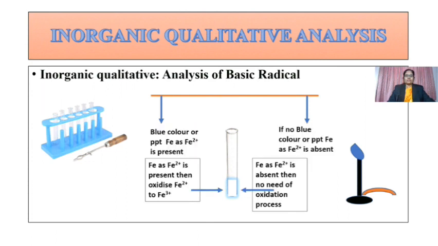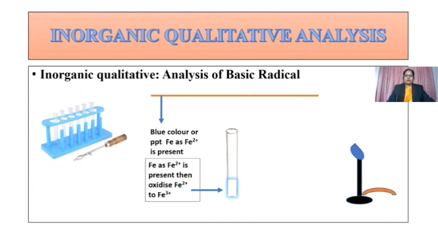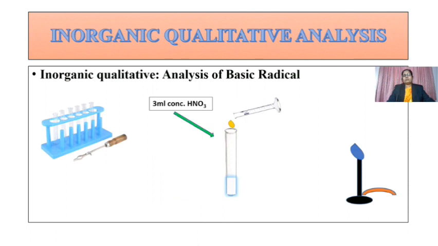Now if Fe is present as Fe2+, then we have to oxidize this to Fe3+, ferrous to ferric. To oxidize this, we have to use the next step. But if Fe is not present as Fe2+, then there is no need for the oxidation process. So let us see the oxidation of Fe2+ to Fe3+. For the oxidation of this solution or filtrate, add 3 ml concentrated HNO3 to the filtrate and heat it well.